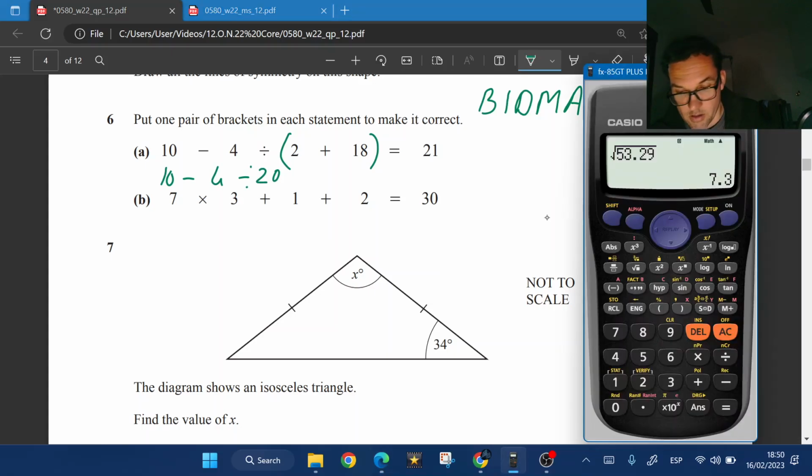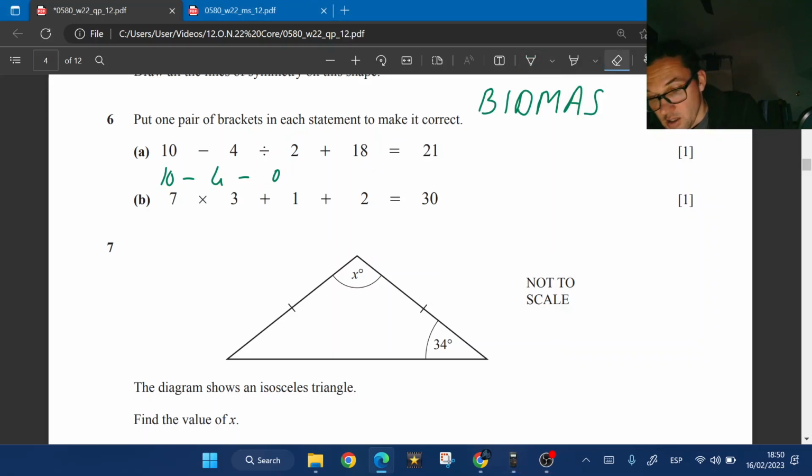Now you can use your calculator for this. 10 minus 4 divided by 20. I mean, that's going to give you a fraction. So that's definitely not it. So the only other option we have is putting the brackets there.